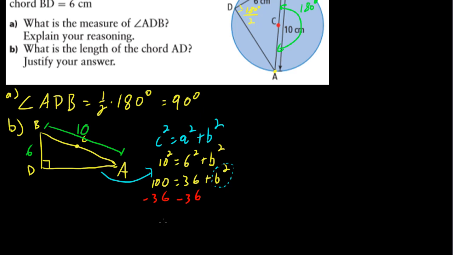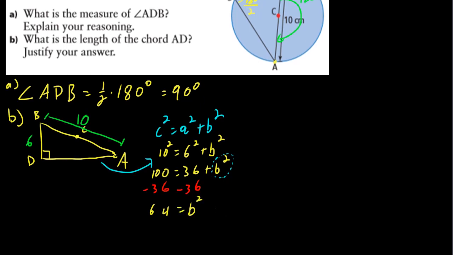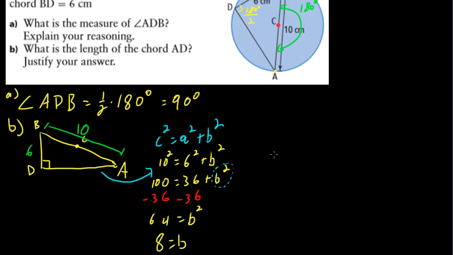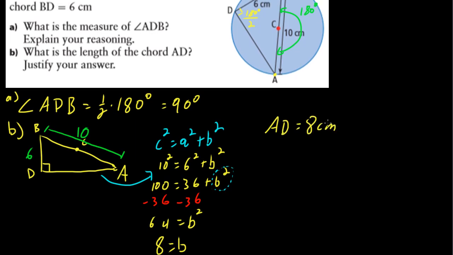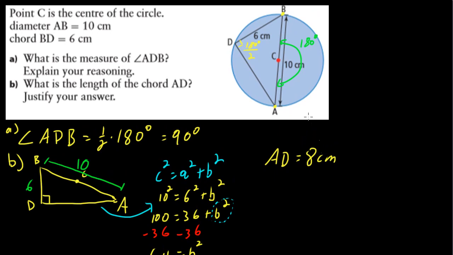So 100 subtract 36, just isolating for it. We're going to get 64 is equal to B squared. And you should know your perfect squares, which means that 8 has to be equal to B. So our length of the chord AD must be equal to 8, and we're going to put centimeters on the back of it. So an interesting little question here. It deals with central angles and inscribed angles, but we're also dealing with some distances as well. Short little work just using Pythagorean theorem, and we're done.